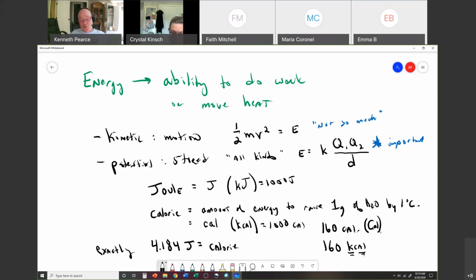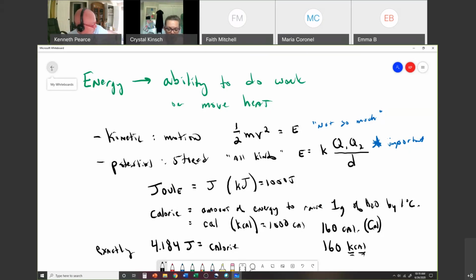If you're doing significant figures and you're trying to go between calories and joules, keep in mind, since it's exactly 4.184, that won't count for significant figures. The other parts of whatever you're trying to calculate will count for significant figures, but the conversion between joules and calories will not. Okay? So that's energy. Here are our definitions for energy. We have joules, calories, and then we have a relationship between joules and calories. There you go.